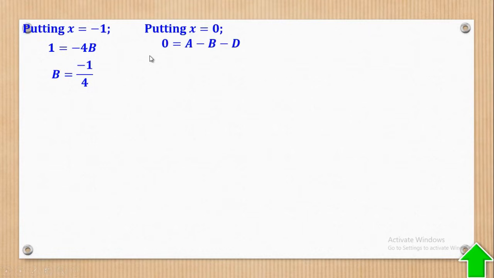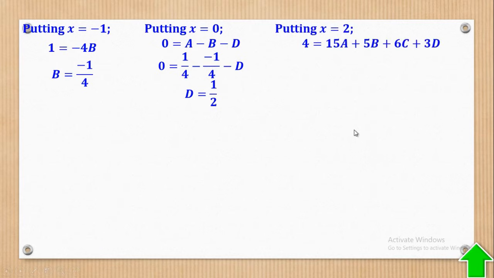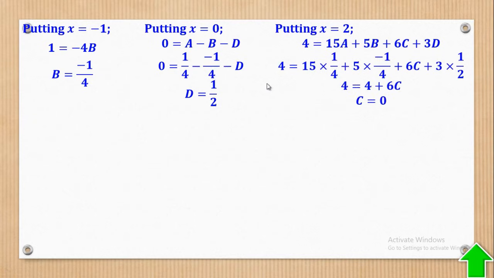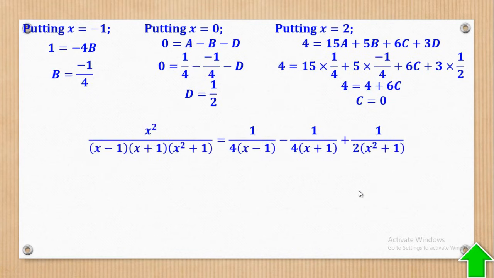So that is what I'm going to get. The good thing, I know a and b, so I can get the value of d. Then when I put x equal to 2, I'll get an equation having all the terms a, b, c and d. The good thing, I know a, b and d, so I can get the value of c, and c will be equal to 0. So now I've got a, b, c and d, so I can write my partial fraction.